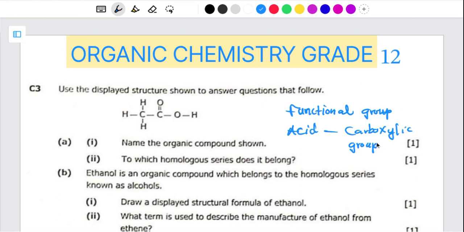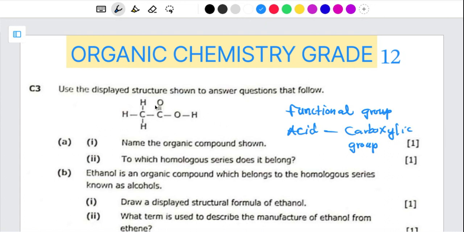Then in terms of naming the organic compound, it is very simple. We use the prefix: meth, eth, prop, but, pent, hex, hept. We also have oct, non, and dec. Those represent the number of carbons. For example, meth has 1 carbon, eth has 2 carbons, prop has 3 carbons, but has 4 carbons, and so on.